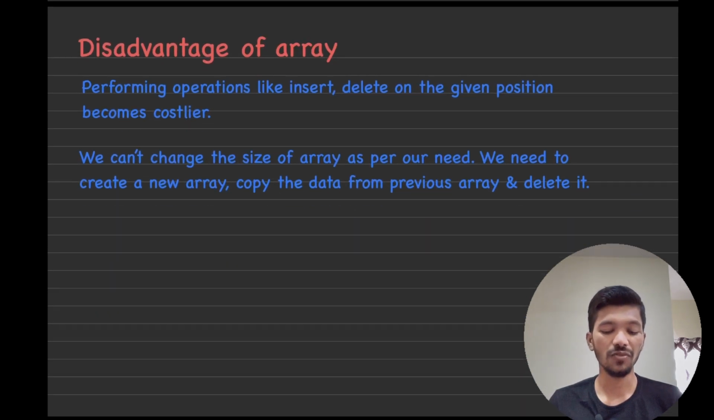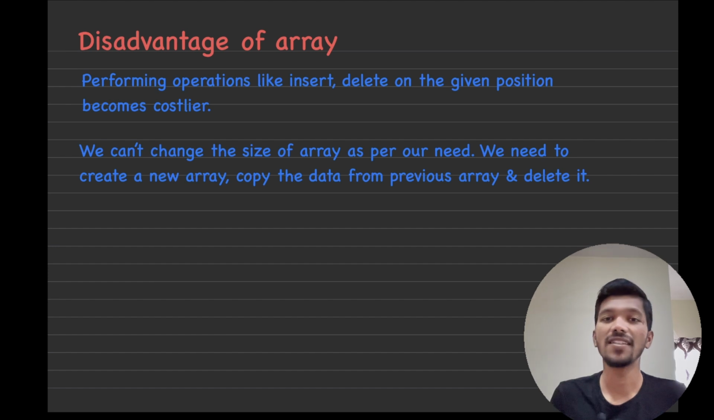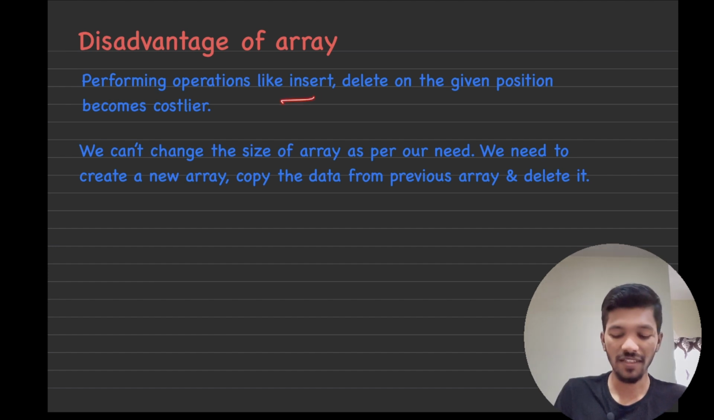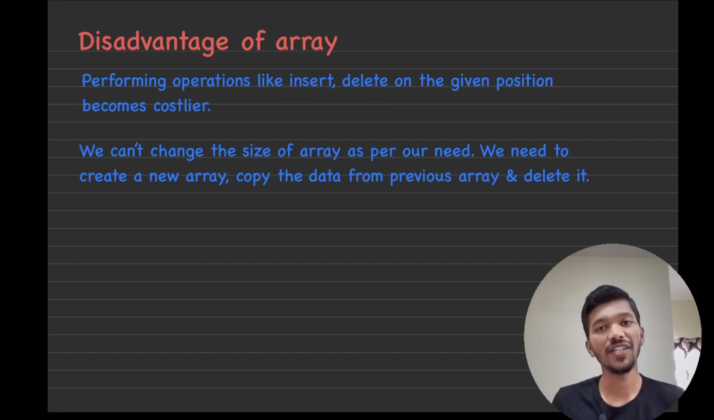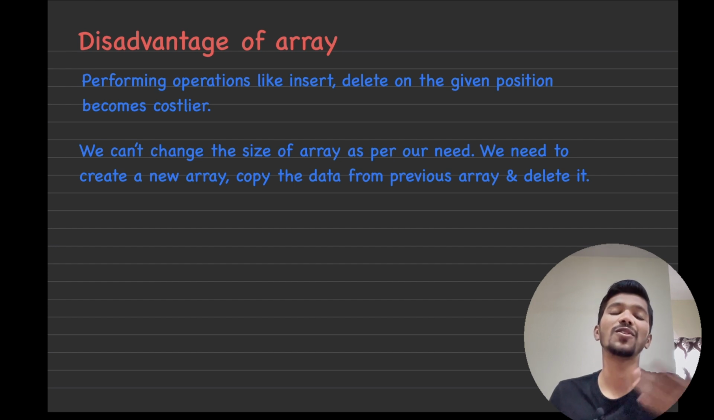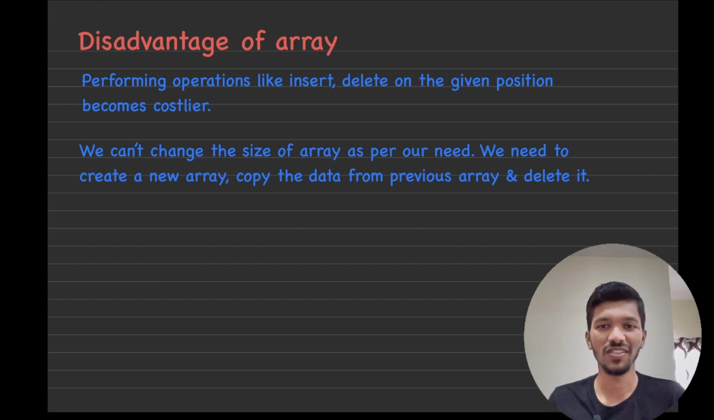And because of this, what we call a disadvantage of an array is that the insert and delete operations at a given position become a lot costlier, because we need to check whether the space is available or not. Then we need to move all the elements to the left side or the right side by one position. And if our size is already fixed, we cannot change the size of an array during runtime. That is the reason why we need a linked list.